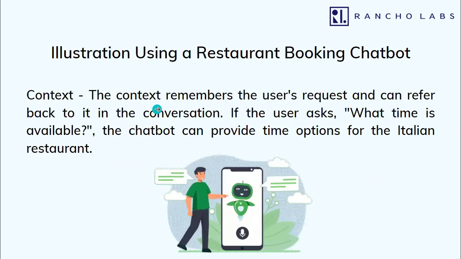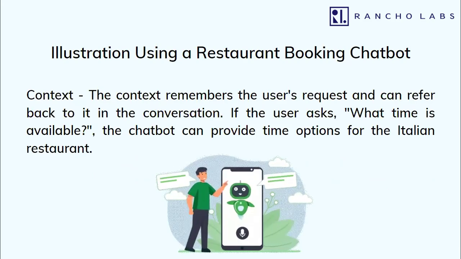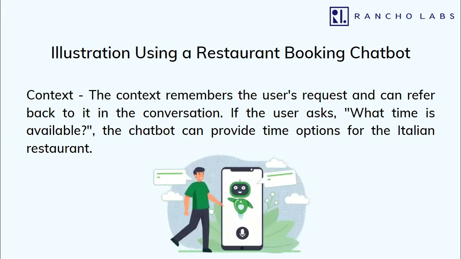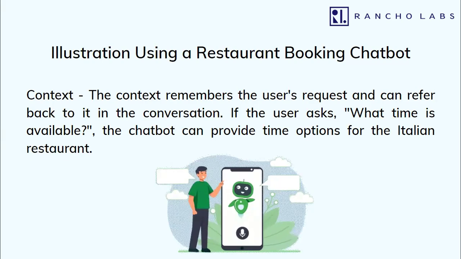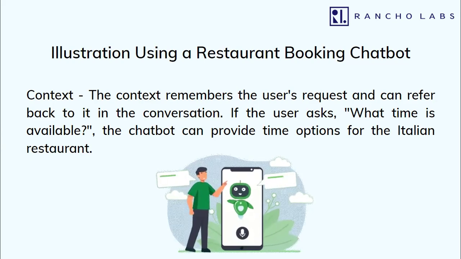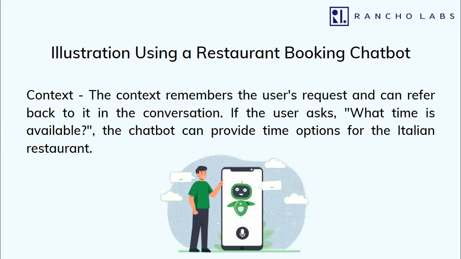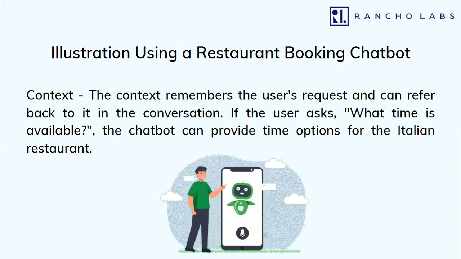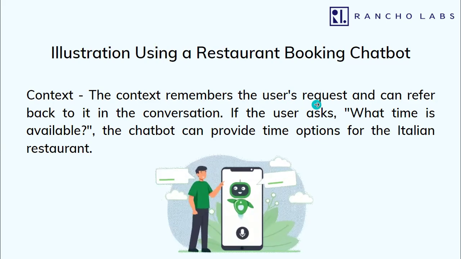Now, context. The context remembers the user's request and can refer back to it in the conversation. If the user asks what time is available, the chatbot can provide time options for the Italian restaurant. To answer this, it has to store the date, the Italian restaurant, tonight, and for two, all this information, and according to that it has to give the time options to the user. So to give the time options correctly, it has to store all that data. So that is what context means.